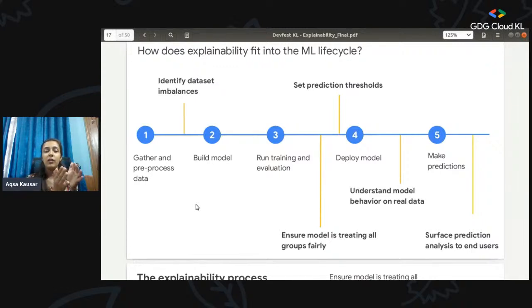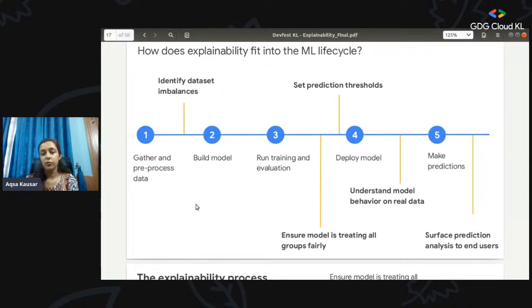So you can, for example, identify data imbalances. You have the What-If tool, which I'll come to in a little while. You can use it to identify data imbalances. You can ensure that your model is treating all groups fairly. This can be traced back to the text example that I gave, where you're not creating bias towards either Liverpool or FC Barcelona, and your model is treating the different groups fairly.